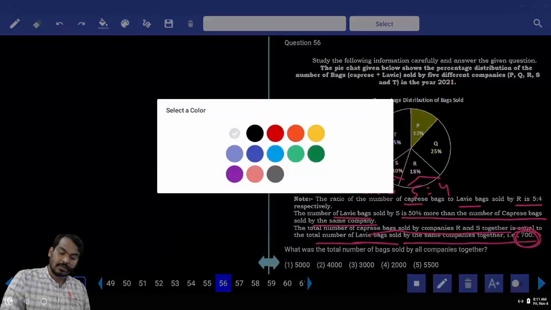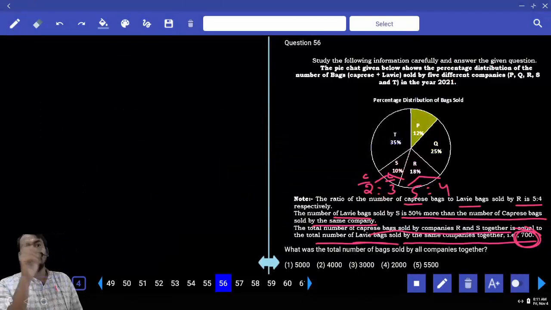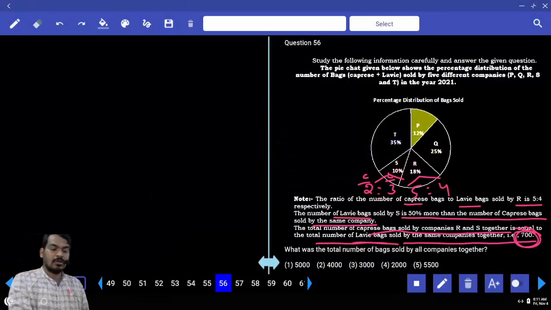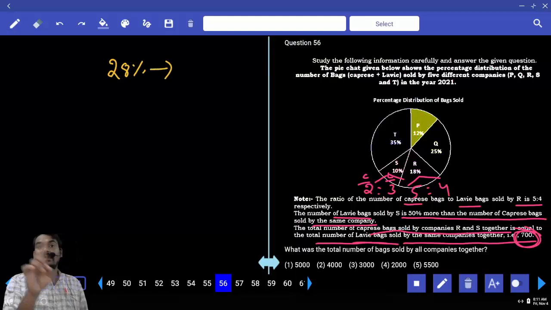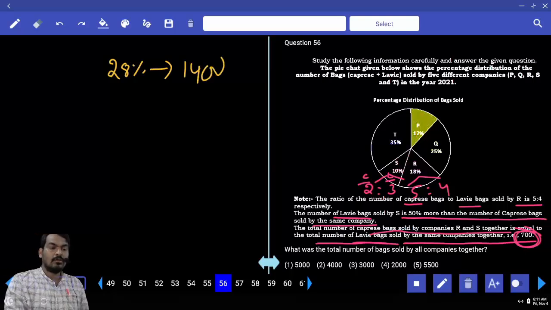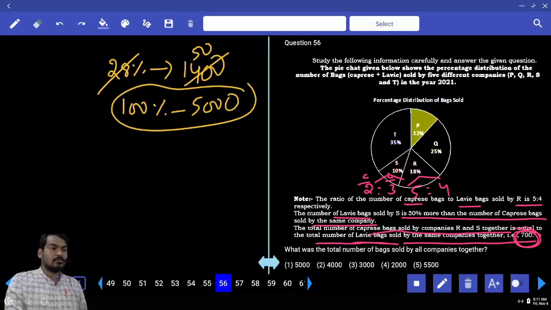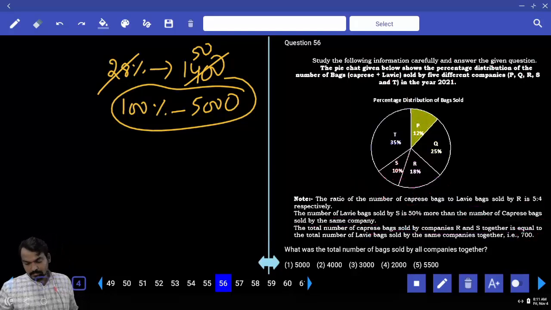Simply we consider the first one 10%, the second one 18%. Total it is 28%. That is equal to 700 plus 700, meaning total C and total L. Total how much? 1400. 28% is 1400, so every one part is 50. What is the 100% value? 5000. Yes or no? Means the total pie chart is 5000.